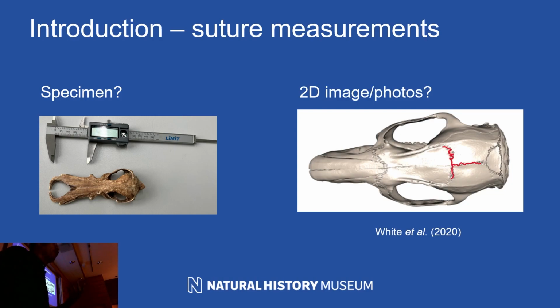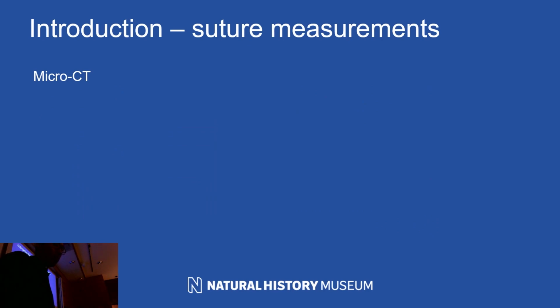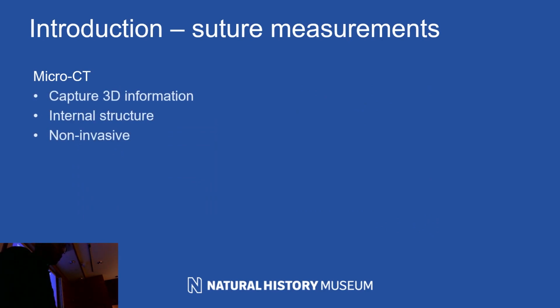The second is using 2D images or 2D photos, and my colleague has published some studies using screenshots of 3D reconstructed skulls. Although we can get higher dimensional measurements, the spatial or 3D information, for example how deep the suture goes into the skull, is lost. So we are seeking 3D measurements, which means micro CT. Micro CT is really useful because it captures 3D information and internal structure, and it's non-invasive.